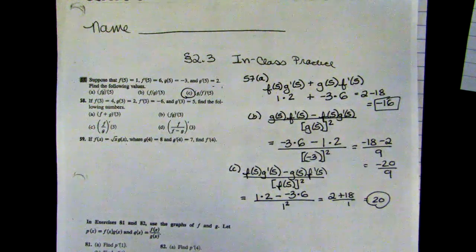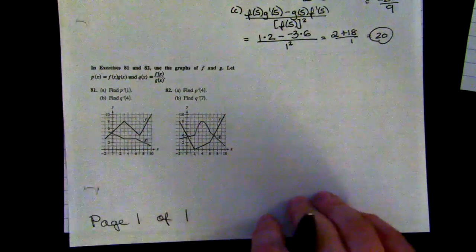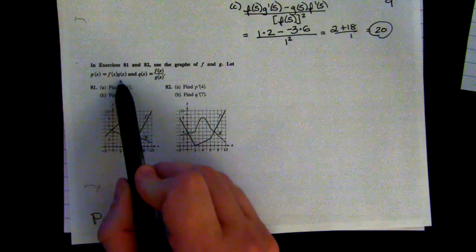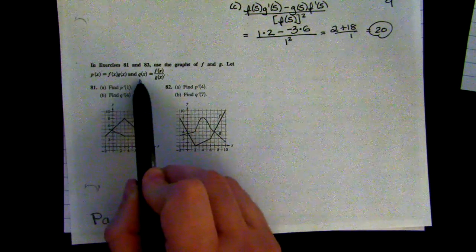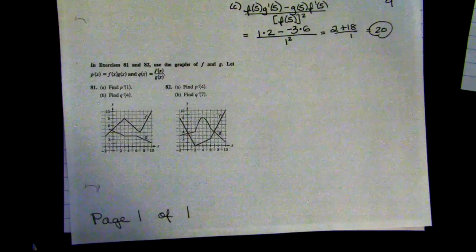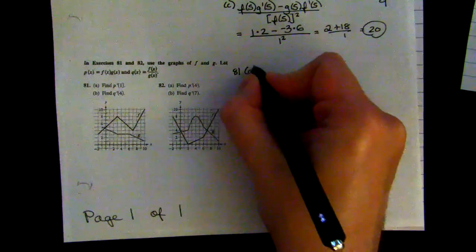But let's move on to the bottom. 81 and 82. I have two functions, p of x, which is f of x times g of x, and q of x, which is f of x over g of x, p for product, q for quotient. And then some graphs where I'm going to get information from. I want to start with 81a.